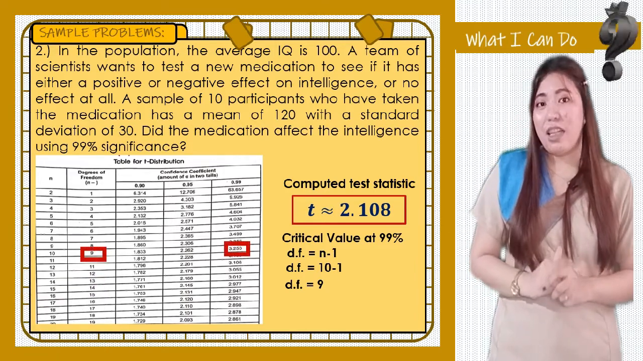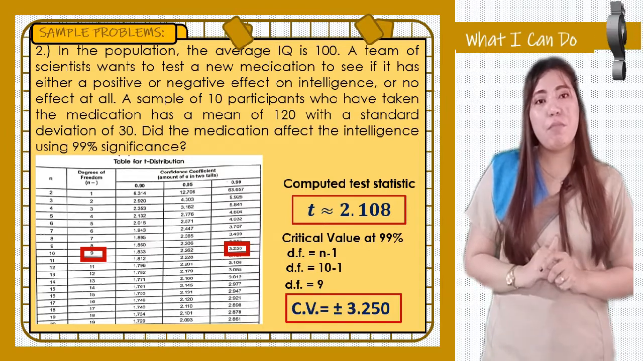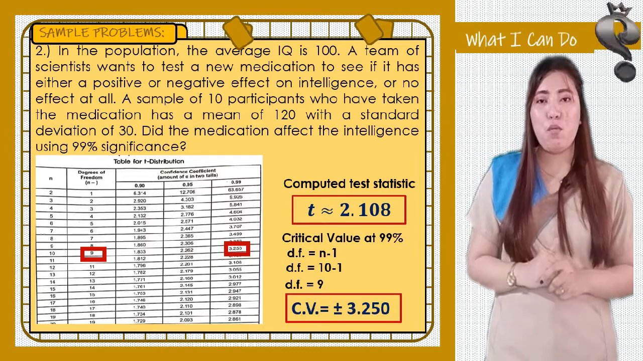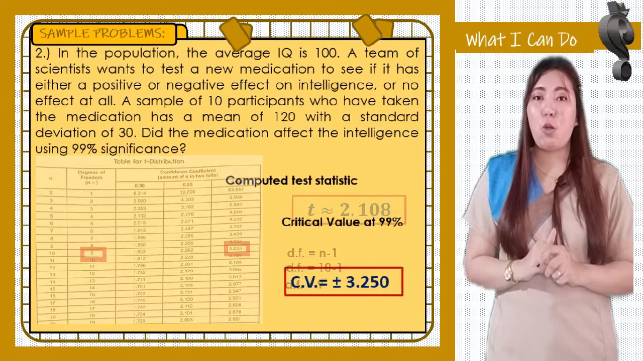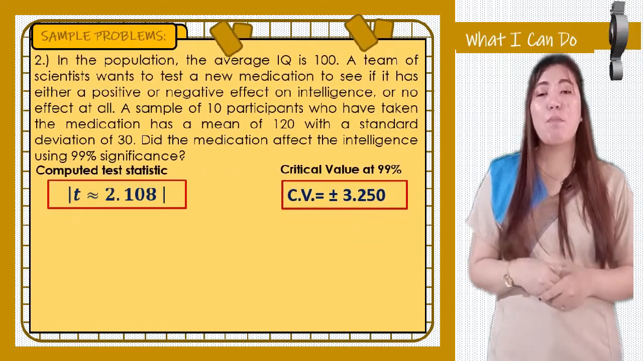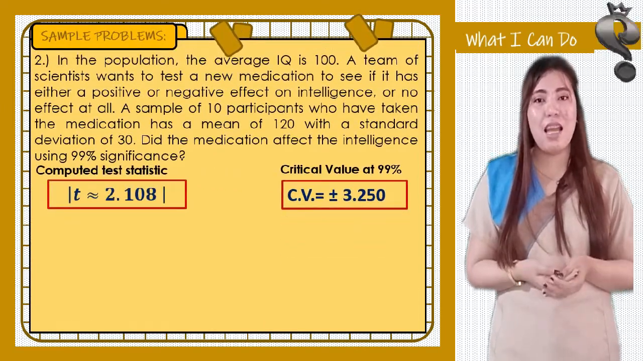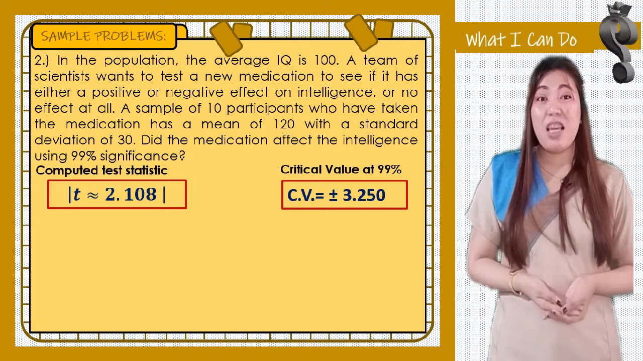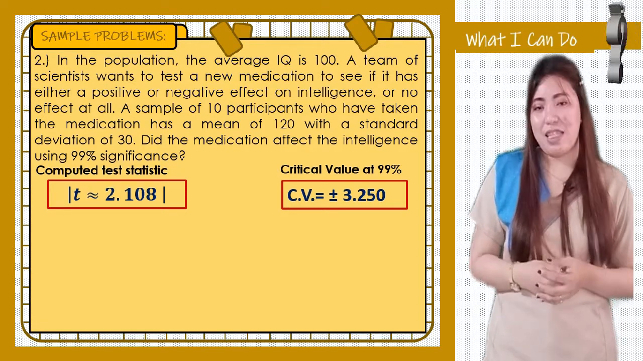Very good. The critical value is positive, negative 3.250. Compare the absolute value of the computed test statistic and the critical value. Is it greater than or less than?